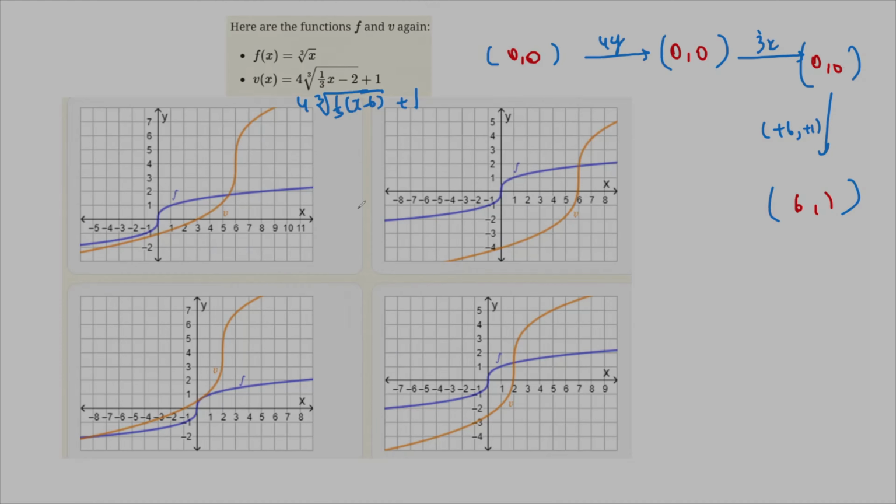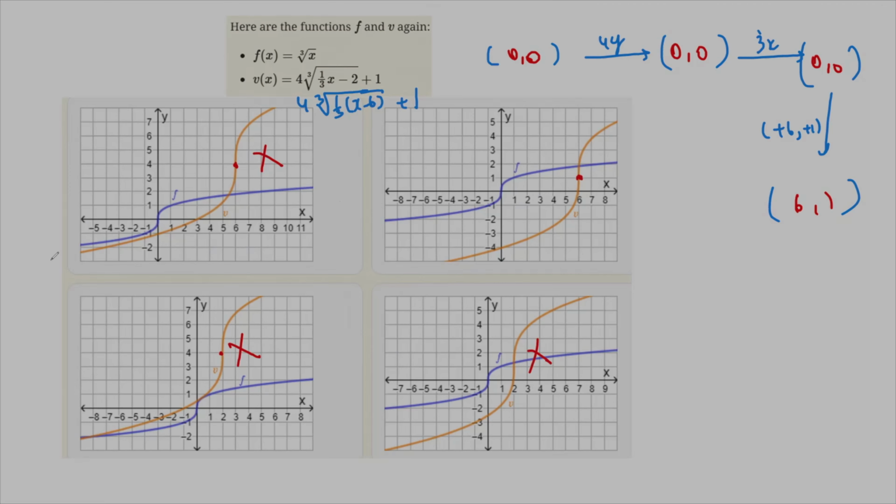Now let's check which graph has center 6, 1. This center is not 6, 1, so this is out. This is 6 and 1, so this is center 6, 1. So it could be. This center is out. This center is okay. So only one of the functions has 6, 1 as center.